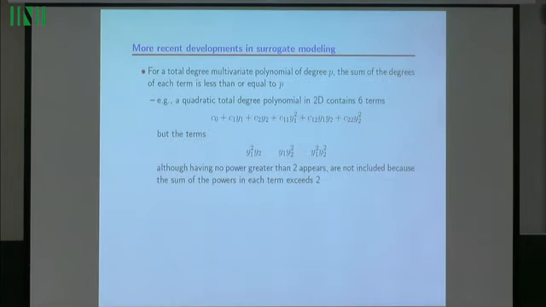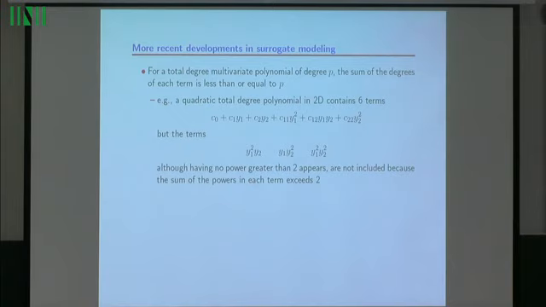What are some more recent developments in surrogate modeling? So for a total degree multivariate polynomial of degree p, remember that means, for instance, if you have a quadratic polynomial in 2D, you have these 6 terms, but you don't have these 3 terms, even though each individual coordinate only has a quadratic power. The sum of the exponents is bigger than 2.